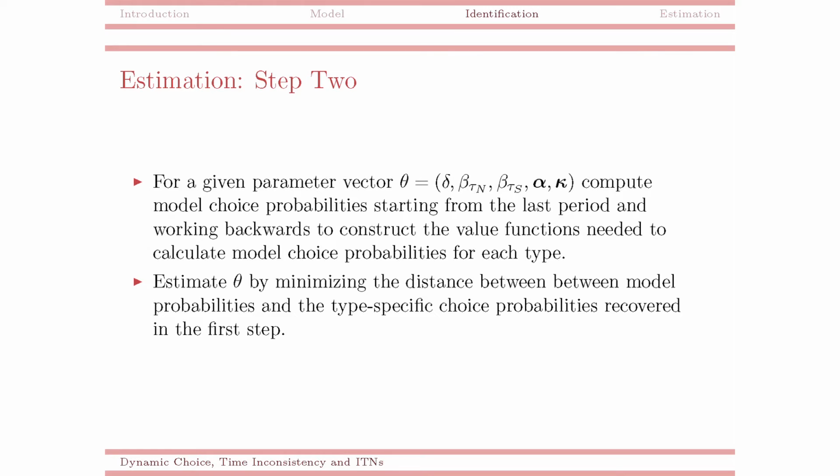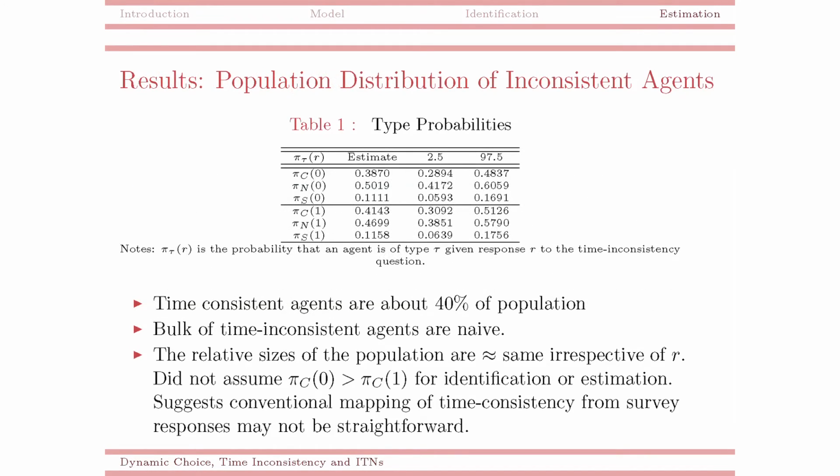So I just want to show you a couple of results. The first thing I want to show you is the estimates for the population distribution of the different kinds of agents. I have 2 different panels. We can look at the first panel first. The pi sub c is the fraction of agents that are consistent.